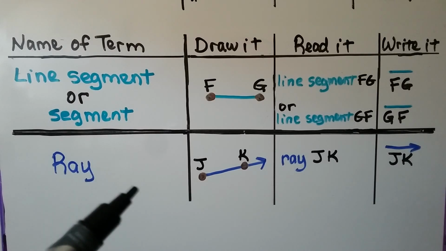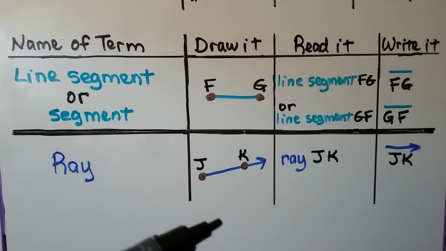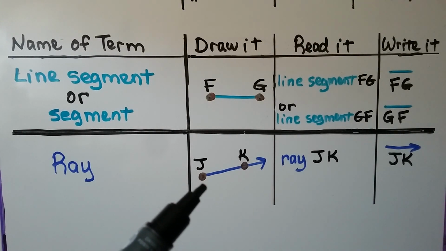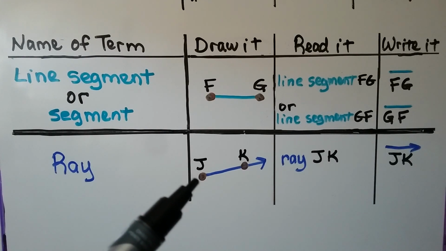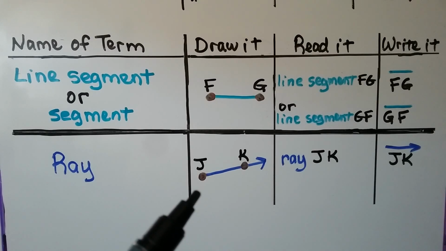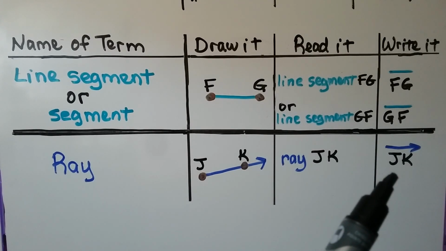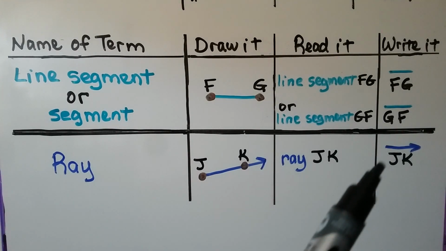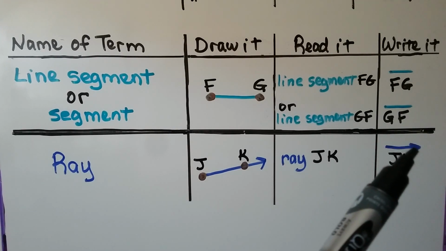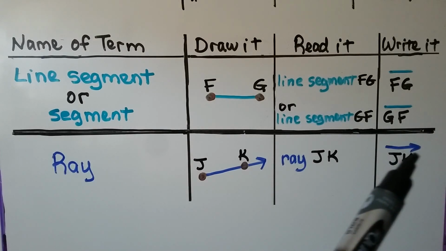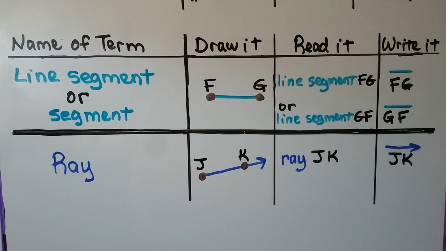A ray, we label it with capital letters, just like we did with the line and line segment and point, and it starts with this endpoint, and it's going through the point K. We read it as ray JK, and we would write it with the capital letters JK, and just like it has one arrowhead going in one direction, we would write the capital letters JK with an arrow pointing to the right. So even if the ray is pointing to the left, we would still write it with the arrowhead pointing to the right like this, okay?